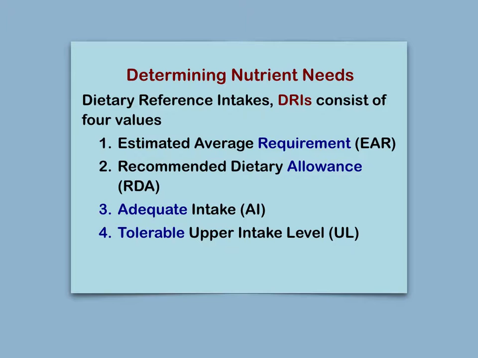Dietary reference intakes consist of 4 values usually. Number 1 would be the estimated average requirement. Then would be recommended dietary allowance, adequate intake, and tolerable upper intake level. We'll review those. But we want to focus a little bit first on average requirement as well as food safety.